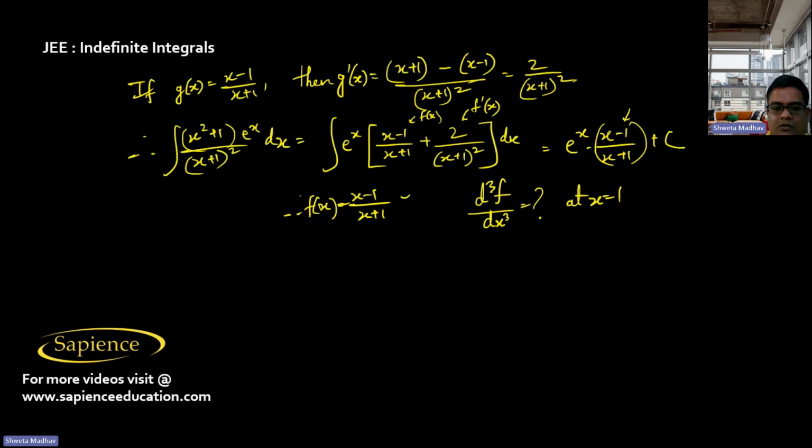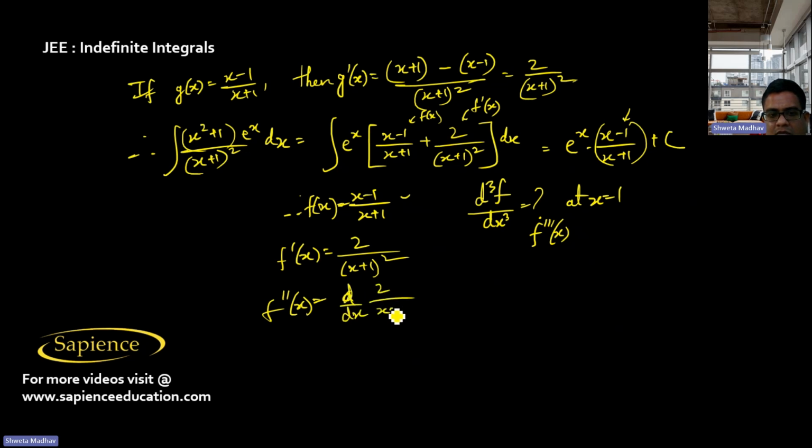x equal to 1. So now f'(x) is nothing but 2 by (x plus 1) whole square, obviously. So f''(x), so d cube f by dx cube, means we have to find f'''(x), the third derivative of f. So this is d by dx of 2 by (x plus 1) whole square, which is equal to 2 into d by dx of (x plus 1) power minus 2. So this is n x power n minus 1, which is (x plus 1) power minus 3, which is minus 4 by (x plus 1) whole cube.